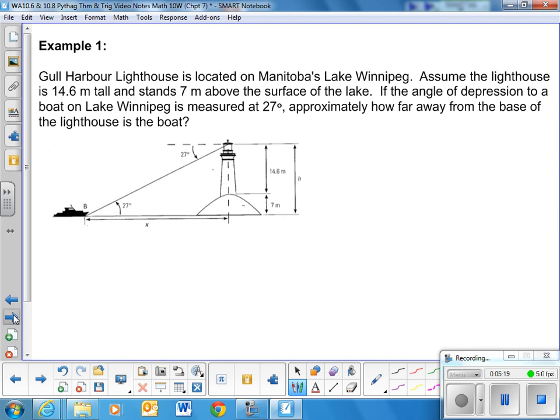So we're looking for this distance from the center of the bottom of the lighthouse to the boat. So that's side X. We're told that the angle of depression is 27 degrees. Angle of depression is if you were standing in the lighthouse looking out, that's the angle going down towards the boat. Remember that that angle of depression there is equal to the angle of elevation if you were standing in the boat looking to the top of the lighthouse.